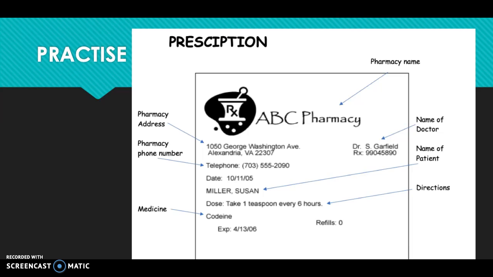Here is an example of a prescription with all the important information labeled. You can see the pharmacy name, the pharmacy address, the pharmacy phone number, the name of the doctor, the name of the patient, and the directions for how to take the medicine safely.